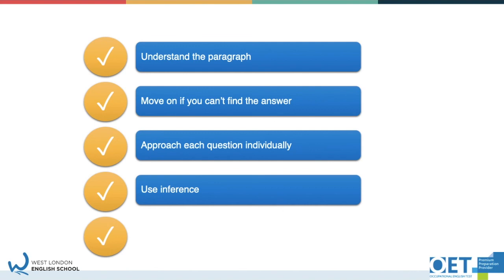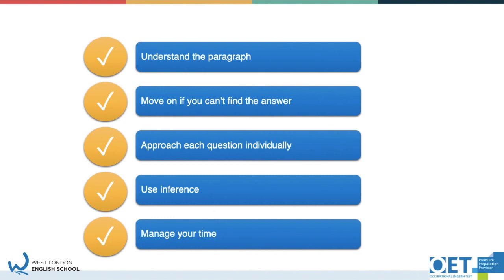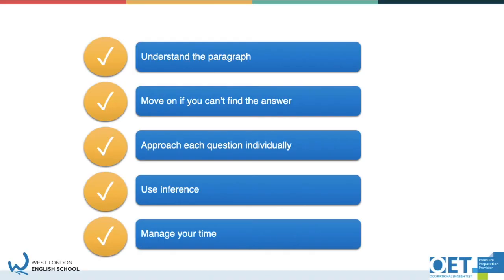And then finally, manage your time. Again, it's the same kind of thing as move on. If you can't find the answer, try and make sure you wear a watch in the exam. Try and spend a couple of minutes on each question if you can. If you can't find it, move on and go back. It is a big problem that we find with OET candidates, is that they spend too long on one question in the exam, and they might do really well in the first extract, and in the second extract they only have 5 minutes. It's not enough time. You've really got to manage your time well.